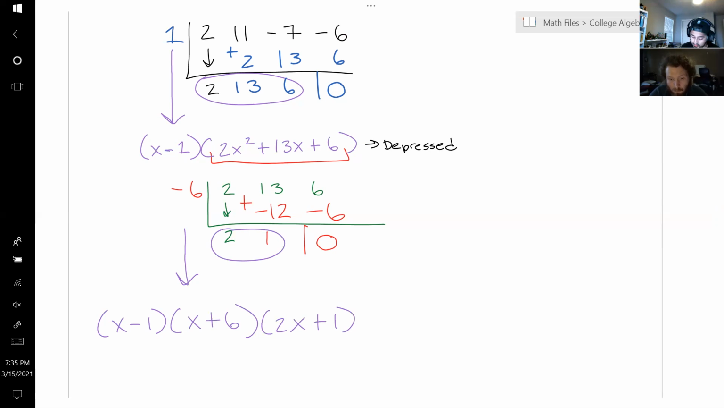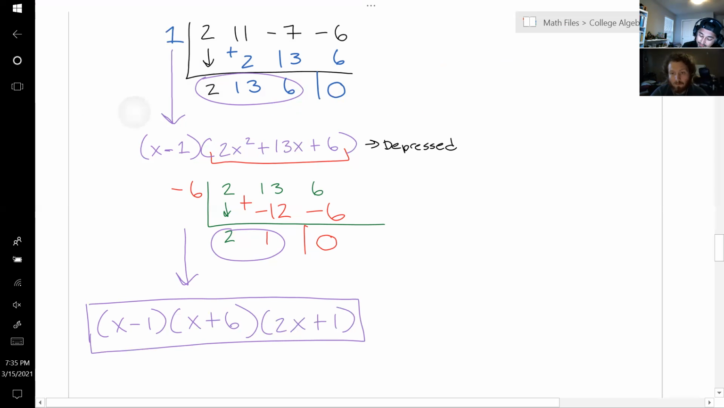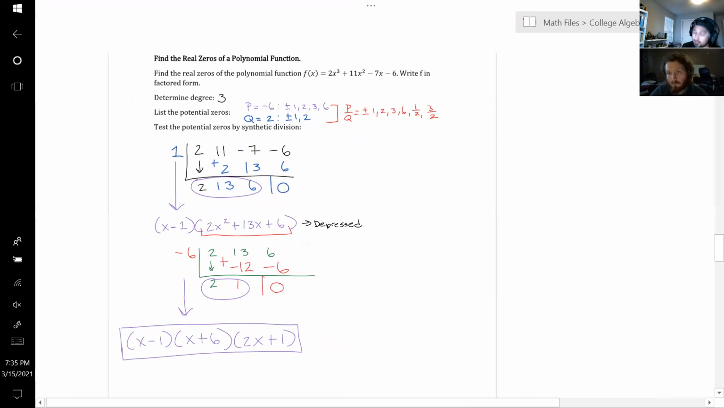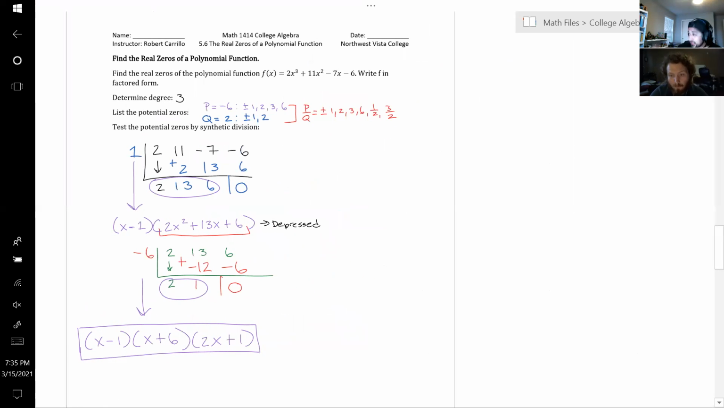No. This is it. We have taken a polynomial that looked unfactorable from the beginning, and by using potential zeros and synthetic division, we have been able to factor it. Crazy, right?